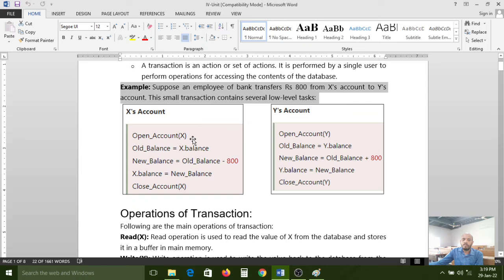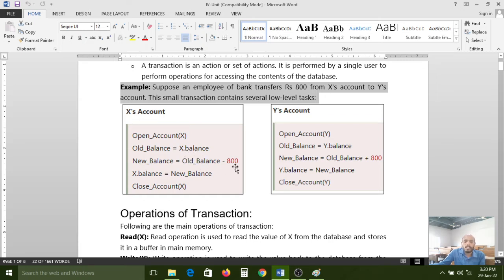First it will open one account. This is X account, this is Y account, because 800 rupees are transferred from X account to Y account. So compulsorily these two accounts should be associated with this transaction. First it will get the old balance from X account. Because if X wants to transfer 800 rupees to Y account, first compulsorily 800 rupees balance should be in X account. So that's why the transaction first gets the original balance from X account.